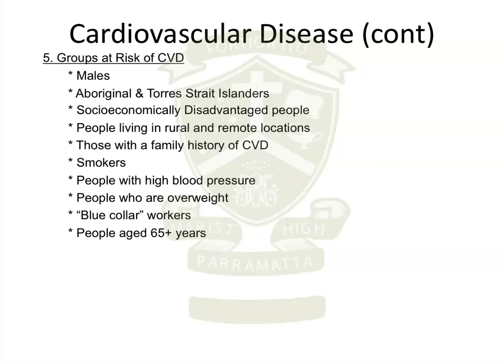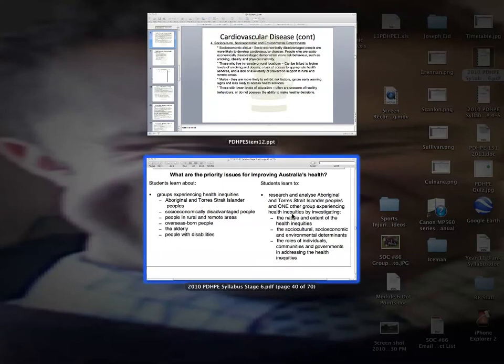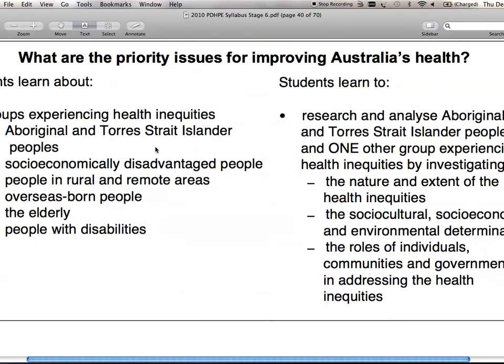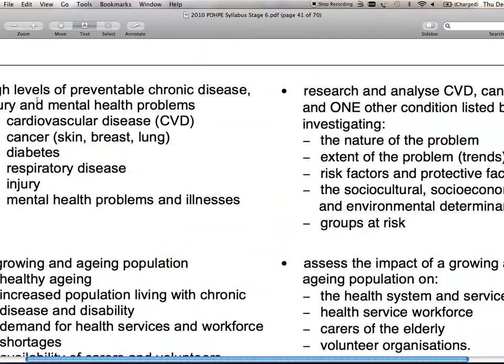Going back to the syllabus, looking at these priority issues, which are these six things, you need to make sure for each of the three, CVD, cancer and respiratory disease, that you know what it is, what the trends are, what some statistics relating to that condition are, what the risk factors and protective factors are, what the determinants are, and what the groups at risk are.